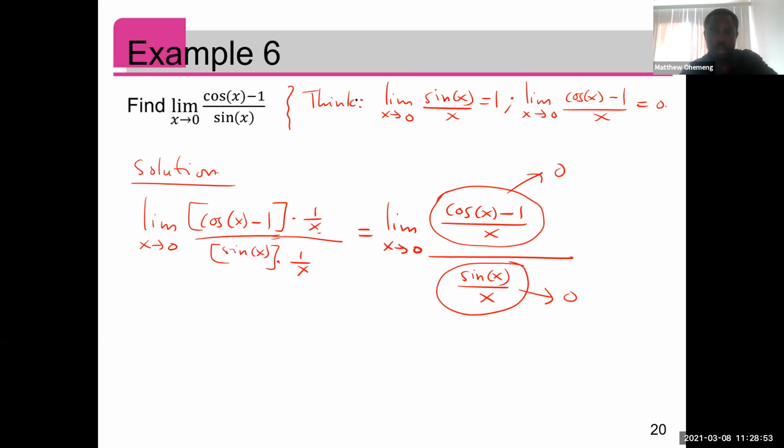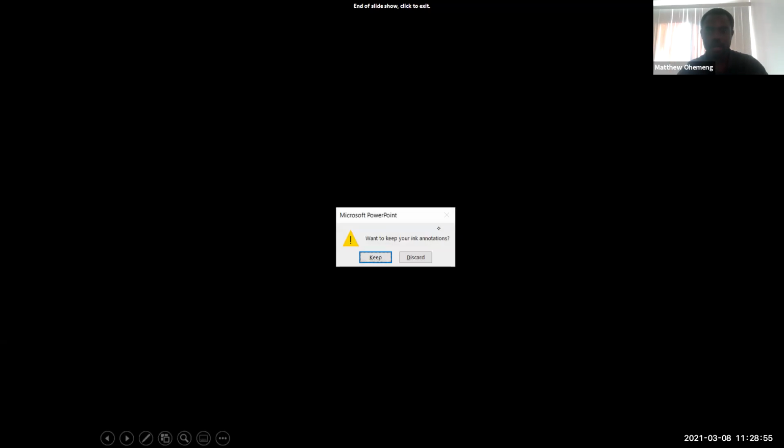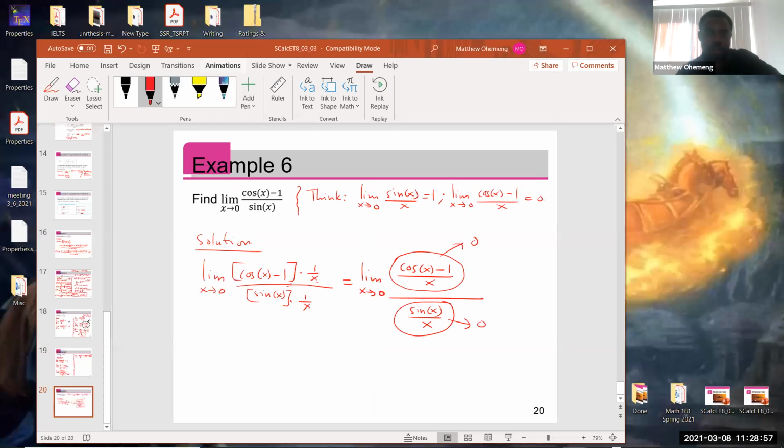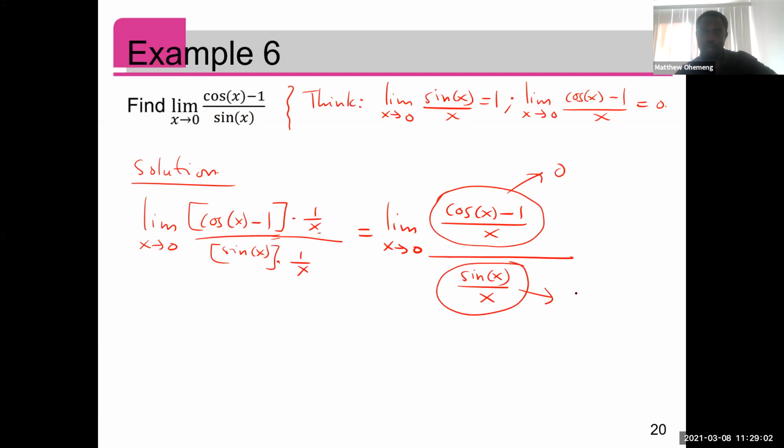So that means, oh, sorry, not 0. I can't erase here. Let me go back. Okay, so shift 5. Yeah, so that one will go to 1. So that means in the long run, you just have 0 over 1. That's what's left, right? And that's just 0. And that's your final answer.